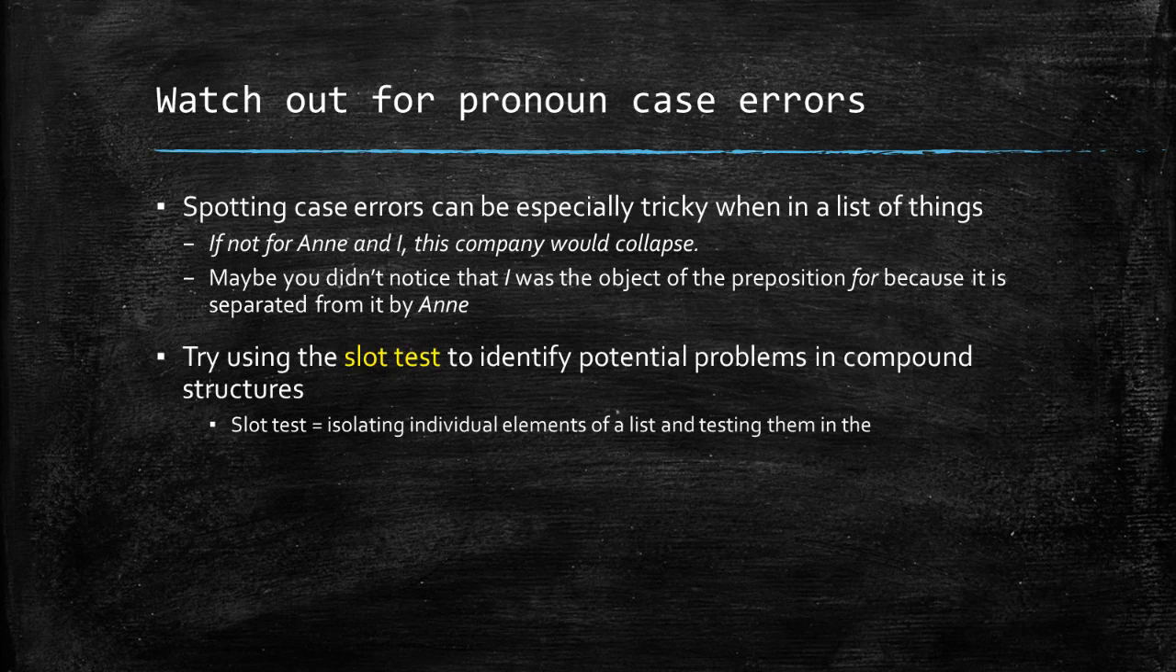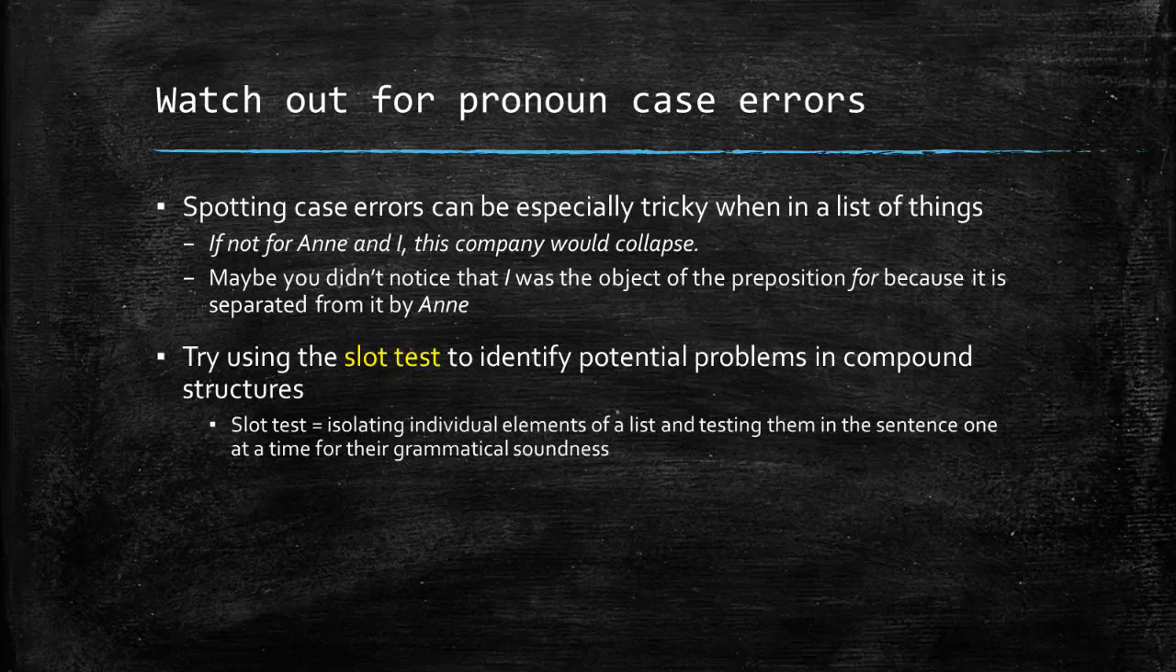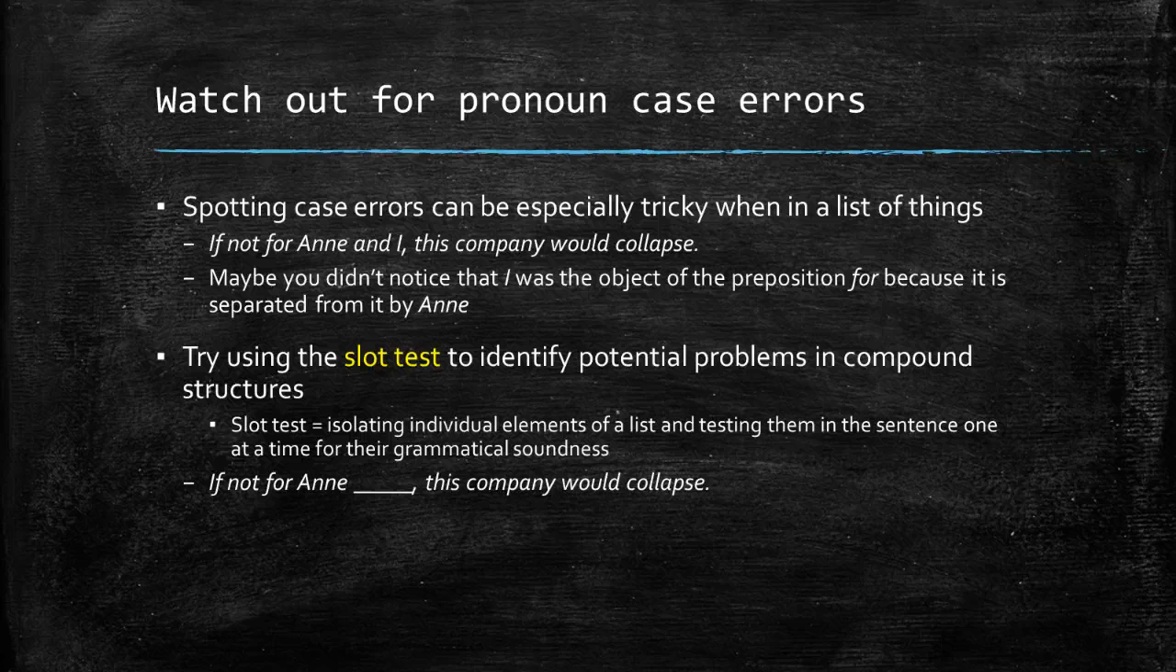The slot test is a method of isolating individual elements of a list and testing them in the sentence one at a time for their grammatical soundness. So if I had that sentence, if not for Anne and I, this company would collapse, I'm going to try each element, Anne, I, separately. If not for Anne, this company would collapse, that sounds fine, so I know Anne is okay.